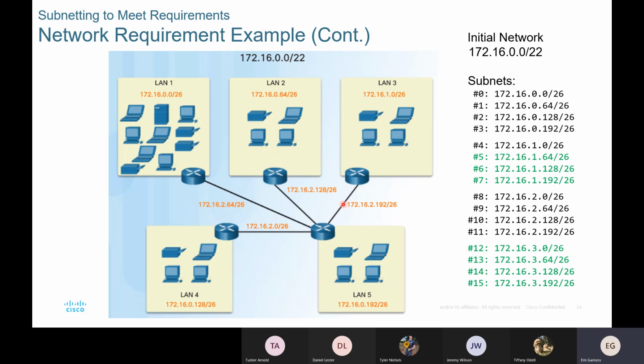Then we have a point-to-point network between this router and this router. And we are using subnet number 11. Then we have a point-to-point connection between these two routers. We are using subnet number 10. Then we map, for example, subnet number 9, as you can see here, in this point-to-point network. And finally, we map subnet number 8, which is 172.16.2.0, with this point-to-point network. This subnet is spare. This one is spare. This one is spare. This one is spare.